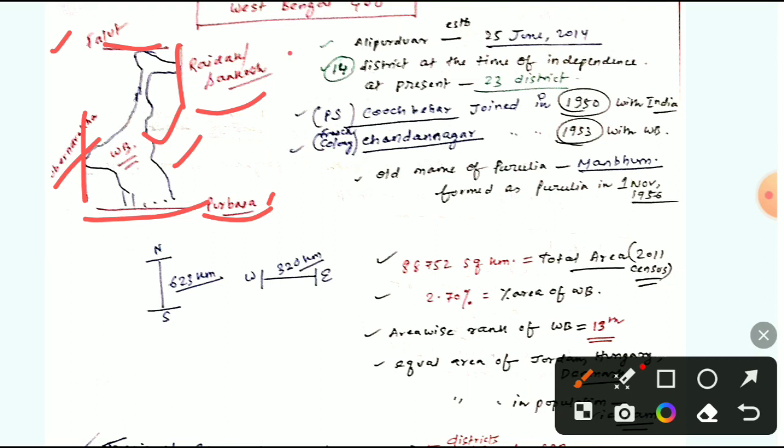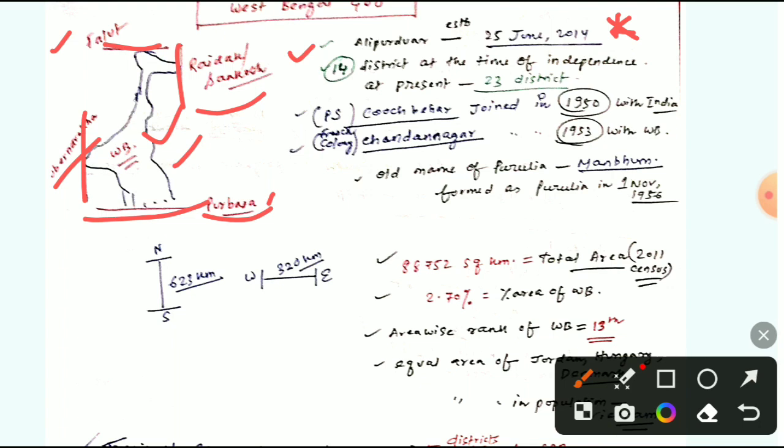Next, a very important point: Alipurduar district, which was the recent district established on 25th June 2014. It is very important, and many times it comes in the examinations.